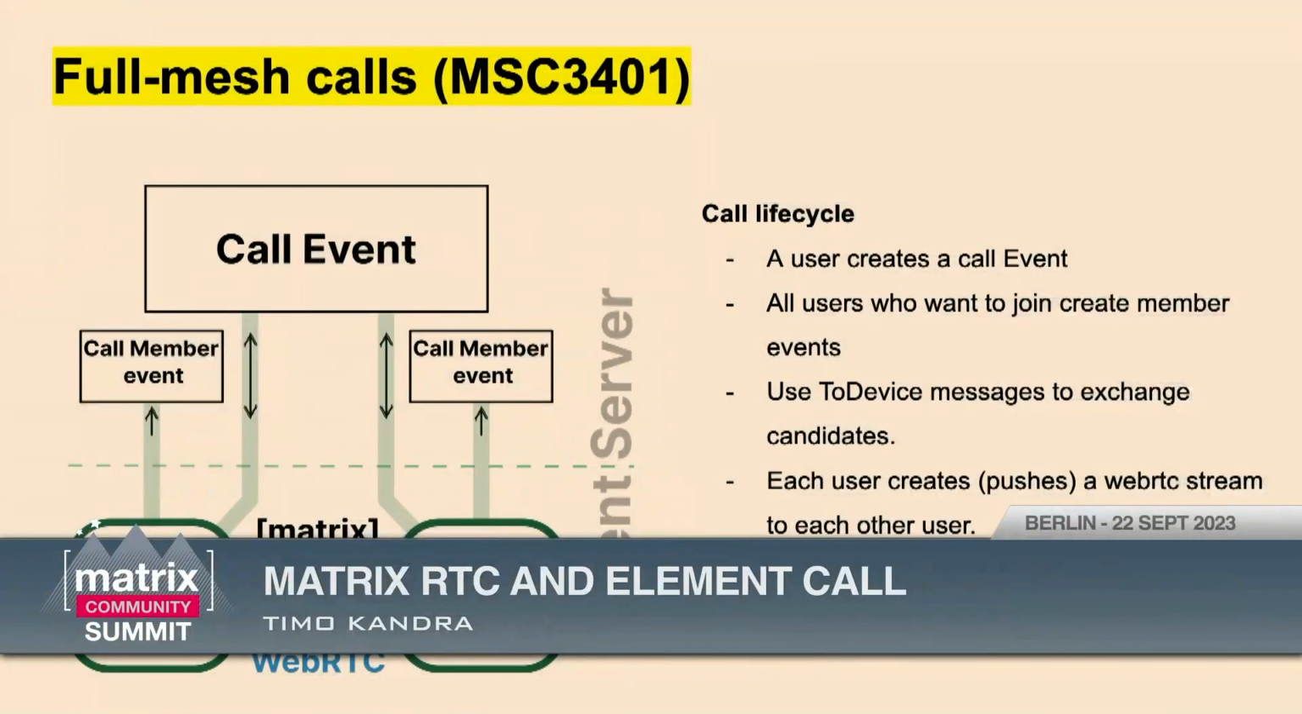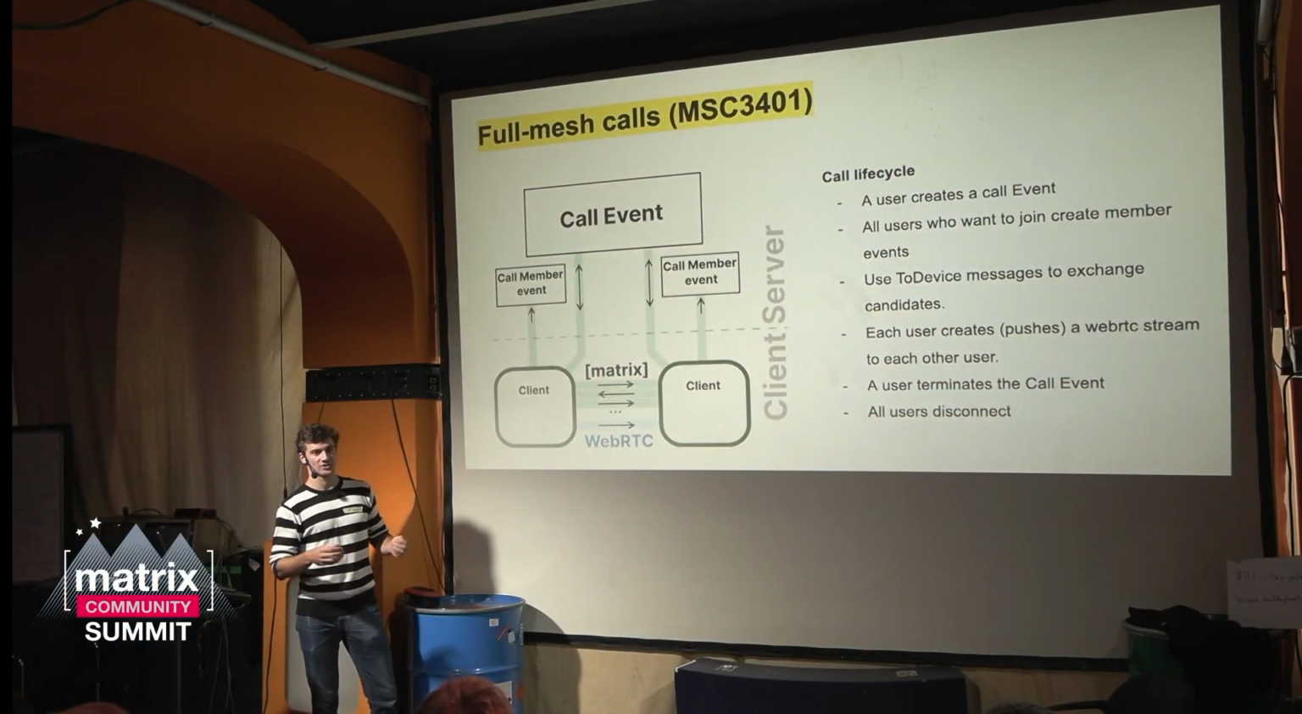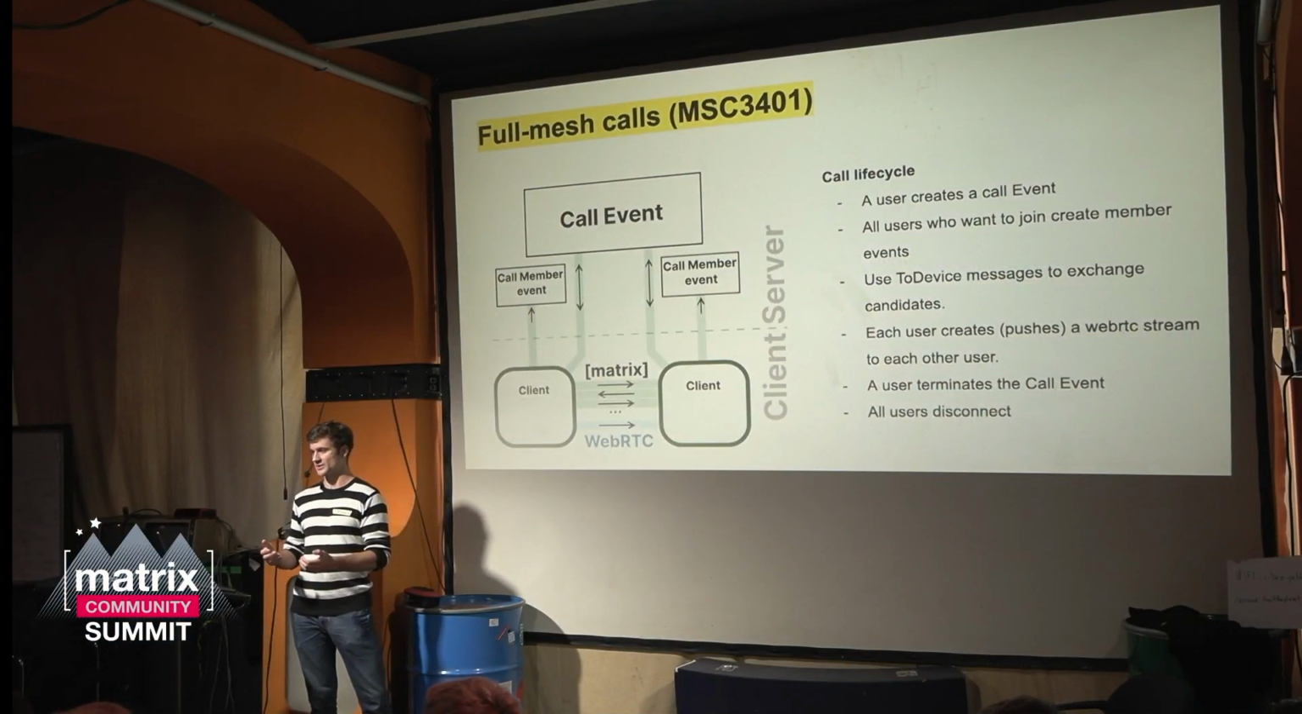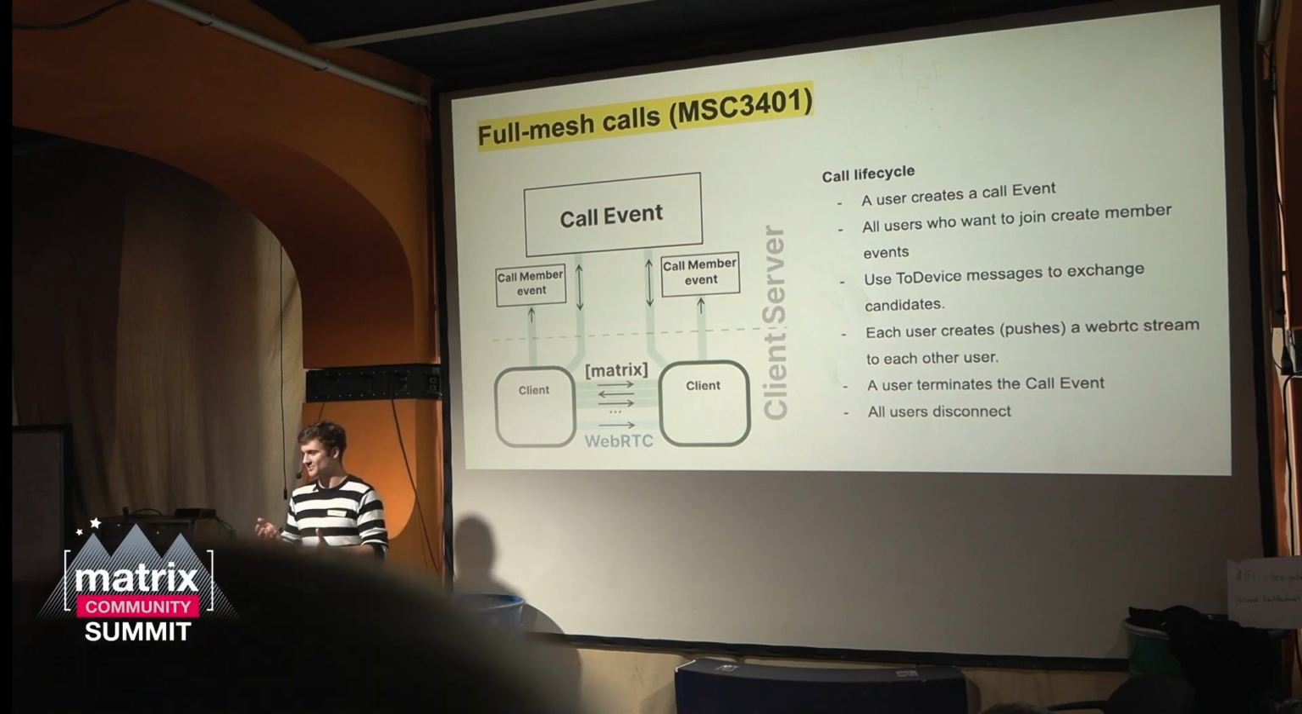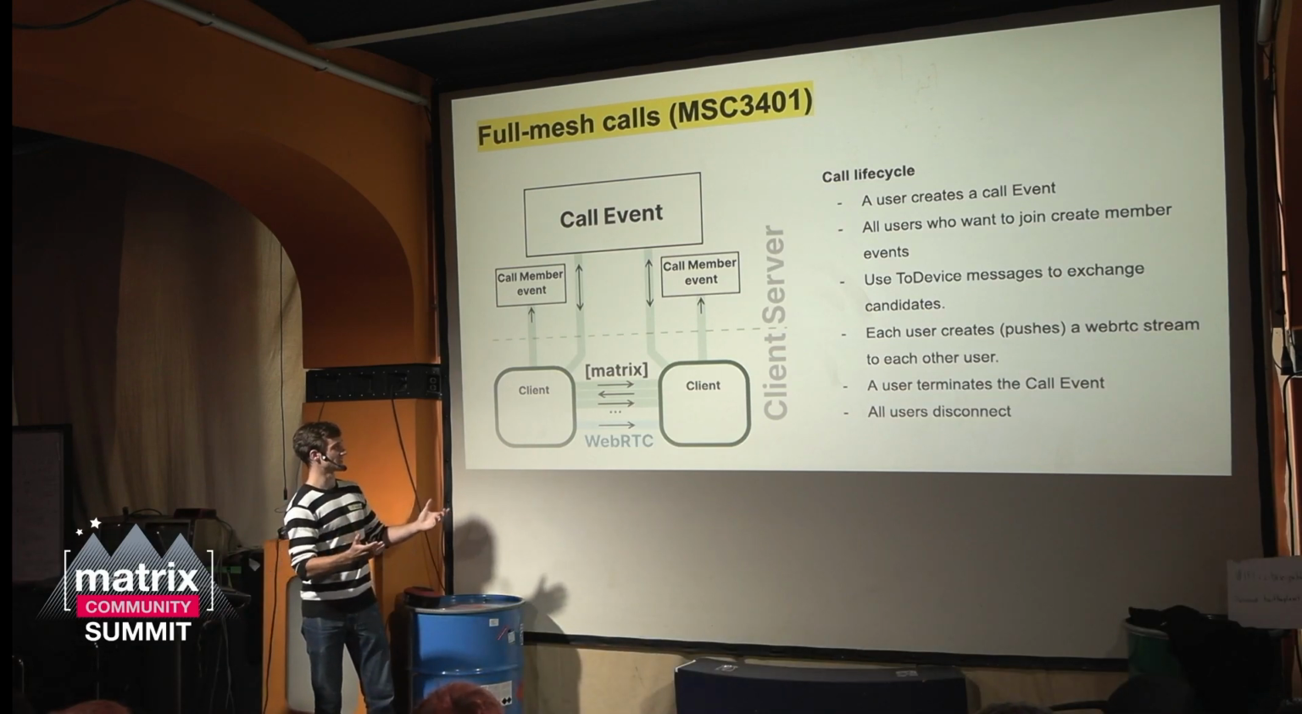So, full mesh calls. I did a little diagram, just a little overview. In the bottom, we have everything client-side related. At the top, we have the server components. On the server, we have the very prominent call event. Whenever you want to create a real-time communication session, you create a call event, which is just a state event containing all the information like title and other related things. And then we have the membership events, which are one event per participant where all the call member-specific information is stored. So everybody has an overview.